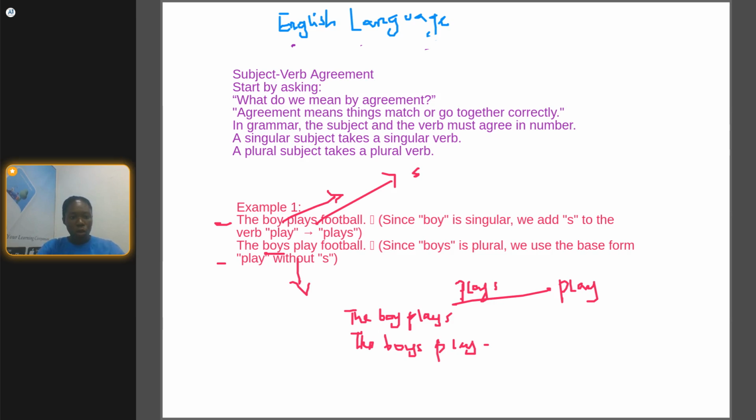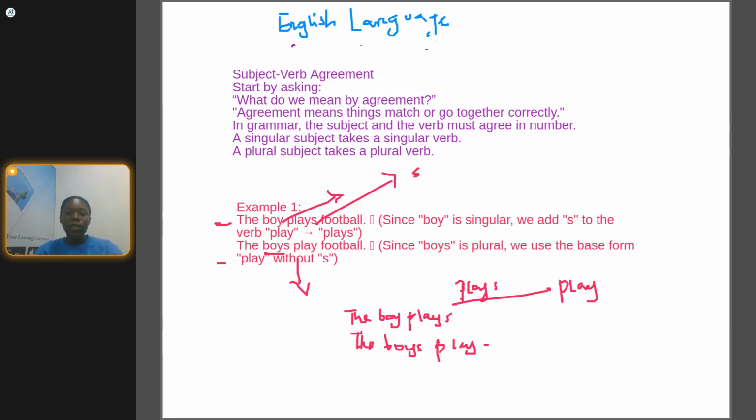All right, so another example that we can use is she likes ice cream. Now, she is singular because we are referring to just one person. So we need to add s to like to show that the subject is singular. So she likes ice cream. She singular, s to the verb likes.